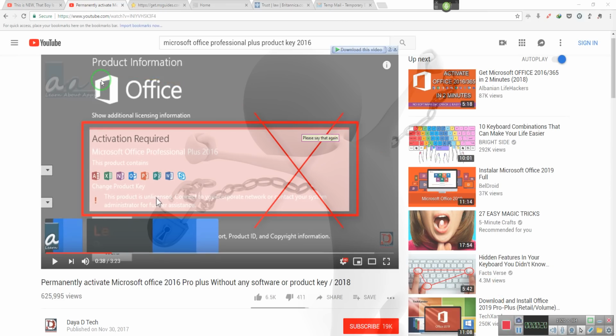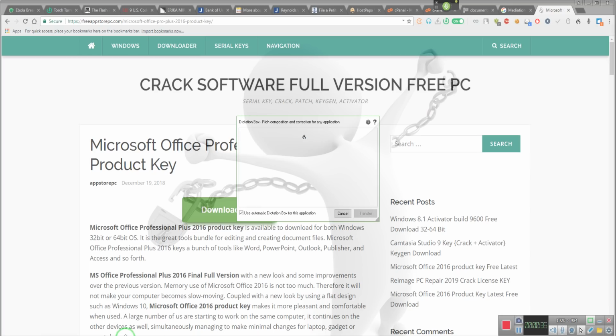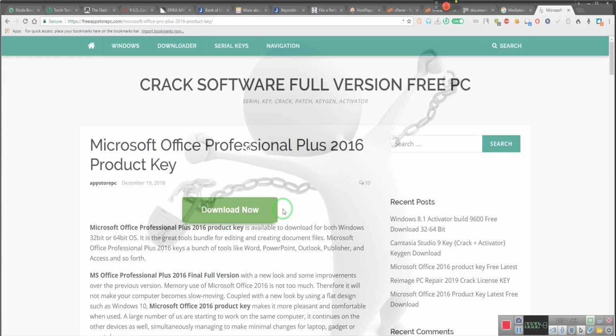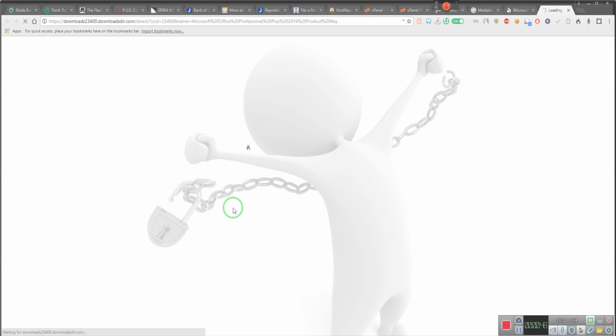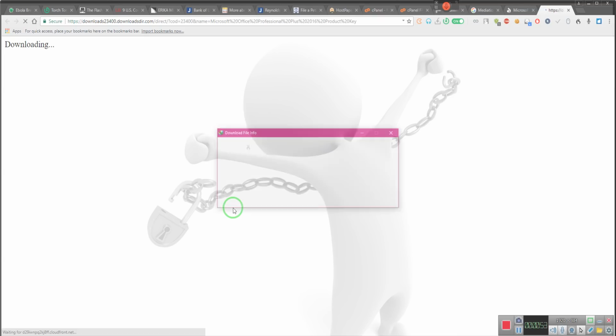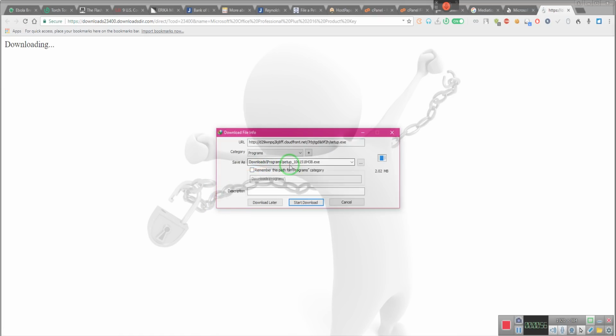I'm going to show y'all how to do the same thing. I went to this video, "Permanently Activate Microsoft Office 2016 Pro Plus without any software or product key." The video starts at the beginning, but I have two windows open because this one is protective software. Gotta stop that because it'll keep trying to type. Okay, I'm gonna click this. It's not a product key, okay? It's actually a code.